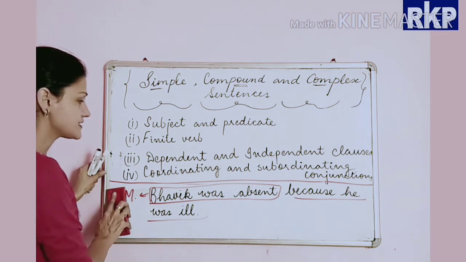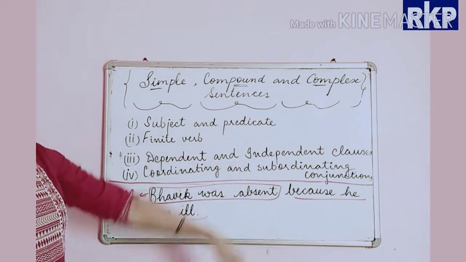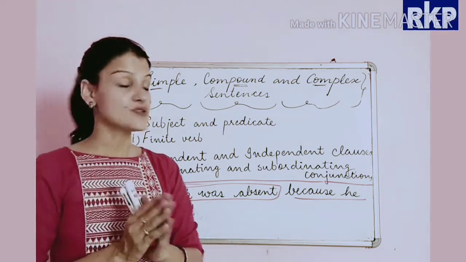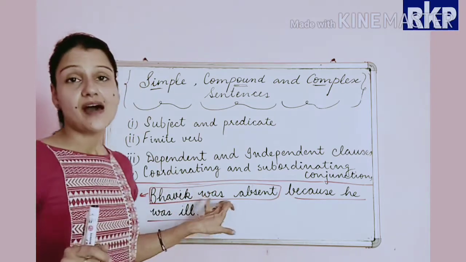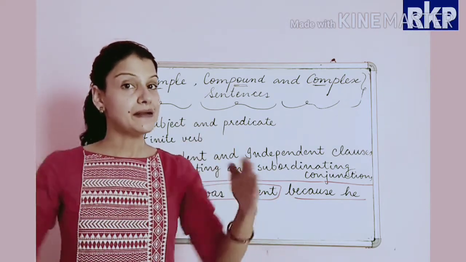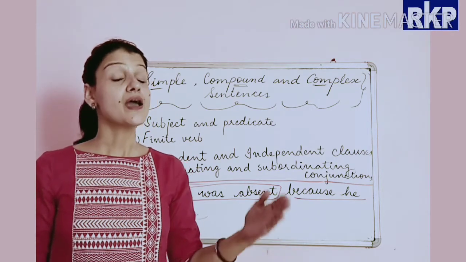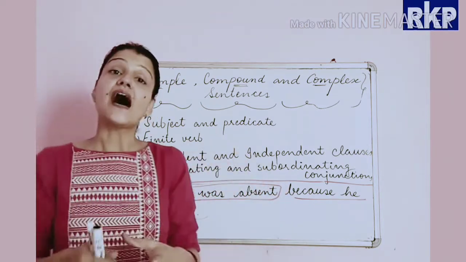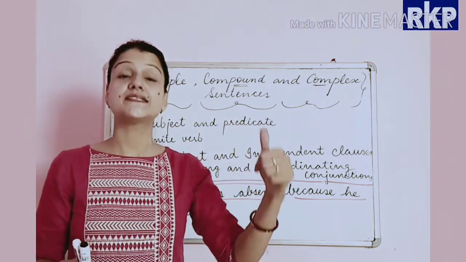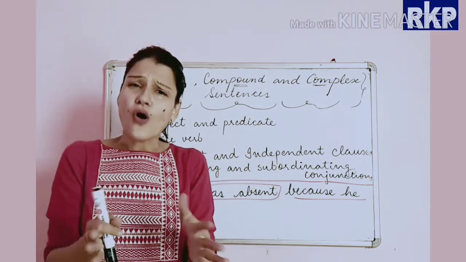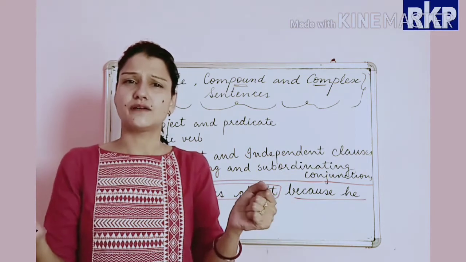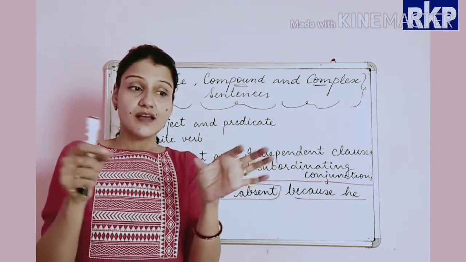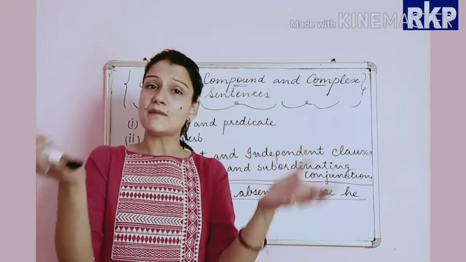Alright, next is coordinating and subordinating conjunctions. I have already told you about this as well. When there are two independent clauses in the sentence, they are joined by a coordinating conjunction. Coordinate means to help each other, basically. That's why it's called a coordinating conjunction: both the clauses help each other, right?